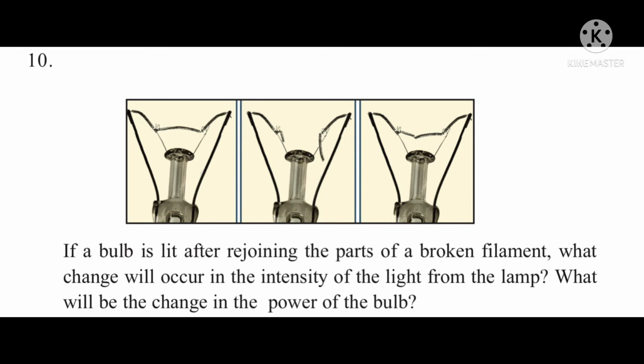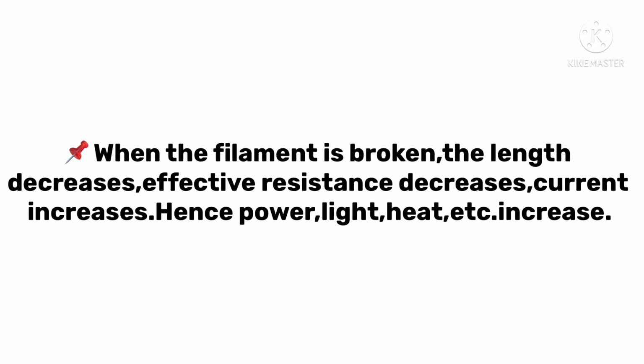10th question. If a bulb is lit after rejoining the parts of a broken filament, what change will occur in the intensity of the light from the lamp? What will be the change in the power of the bulb? When the filament is broken, the length decreases, effective resistance decreases, current increases. Hence, power, light, heat, etc. increase.